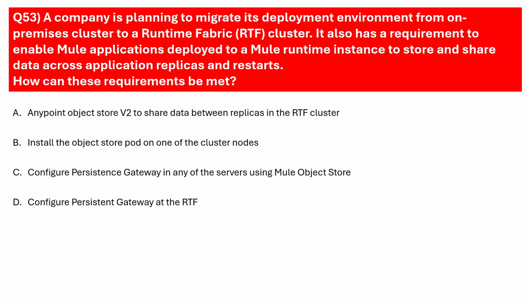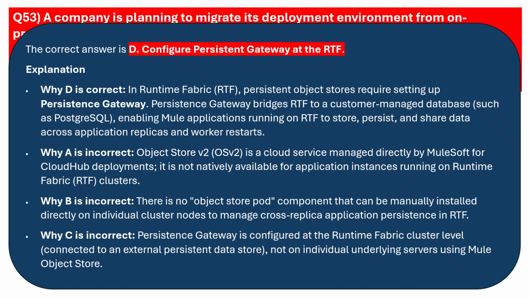A. Anypoint Object Store v2 to share data between replicas in the RTF cluster. B. Install the Object Store pod on one of the cluster nodes. C. Configure Persistence Gateway in any of the servers using Mule Object Store. D. Configure Persistence Gateway at the RTF. The correct answer is D. Configure Persistence Gateway at the RTF.